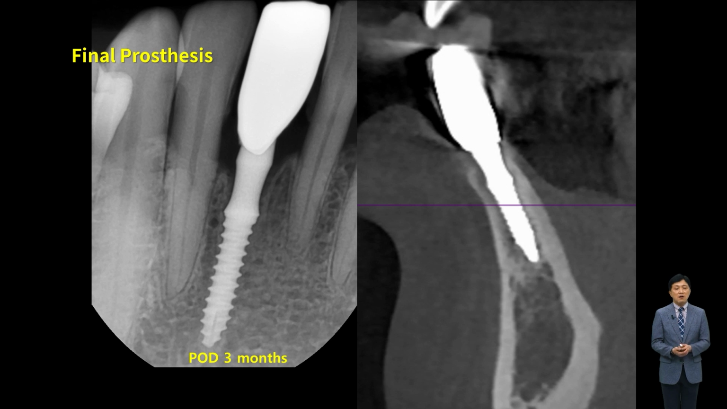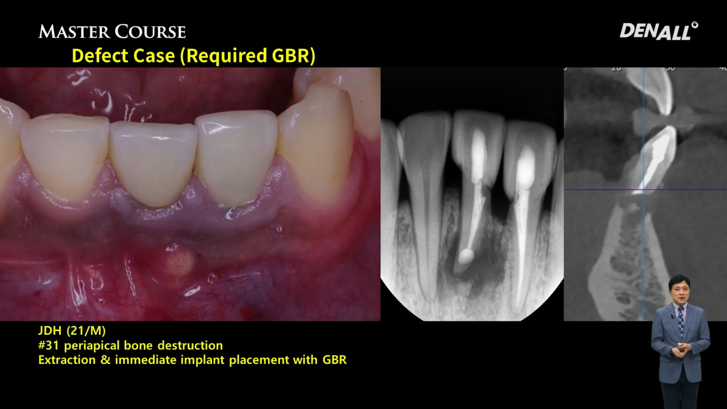Then what do we do when we have a defect? In a sound socket like this without defect, or if periapical bone in the socket is evenly lost, in a simple way an implant can be placed. But this patient has a defect, a 21-year-old male.